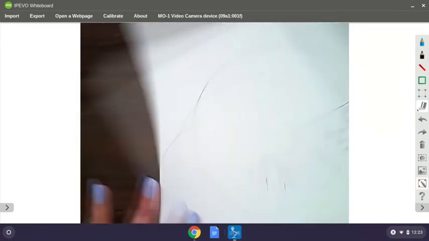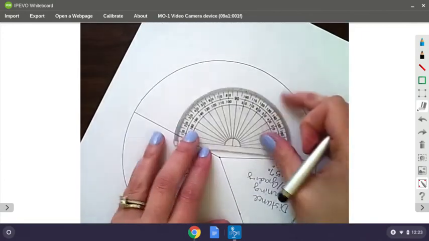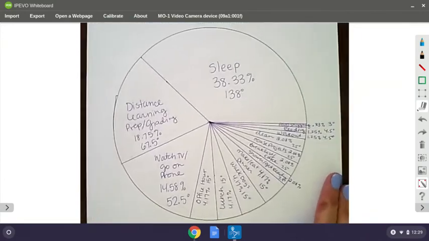Okay, then my next one was TV and my phone. So I'm going to just keep building. That was 52.5 degrees. Okay, so when your circle chart is done, it should look something like this.